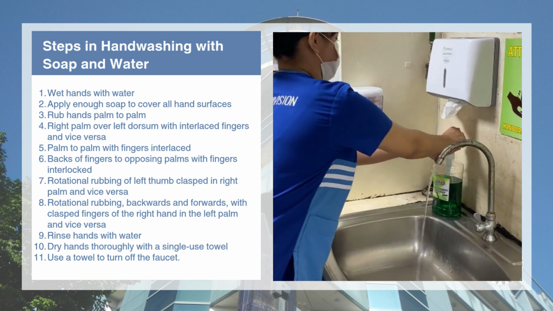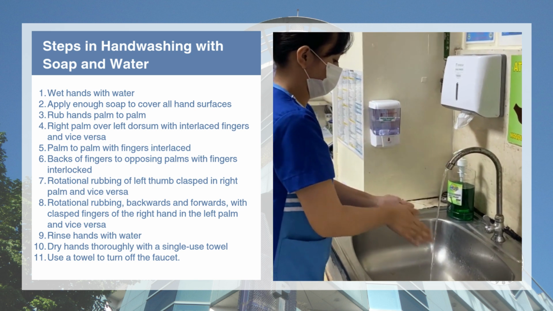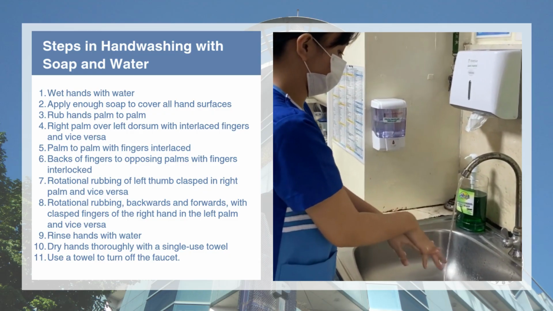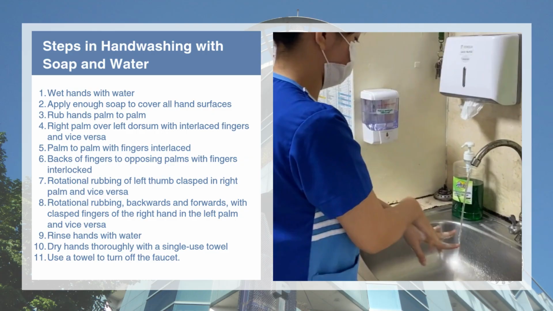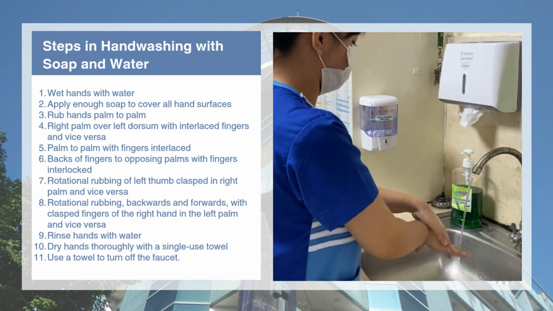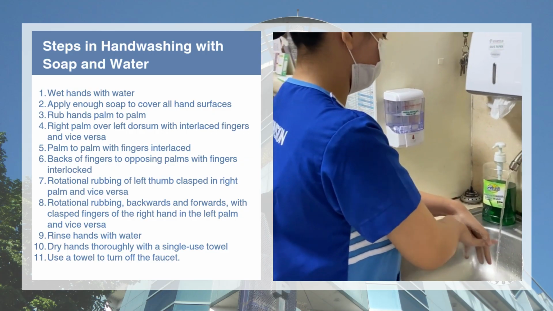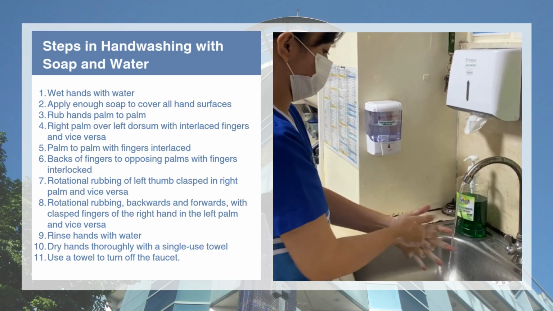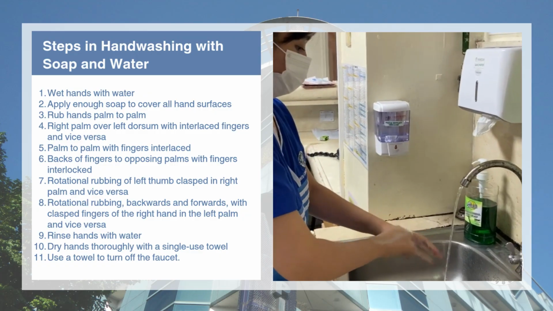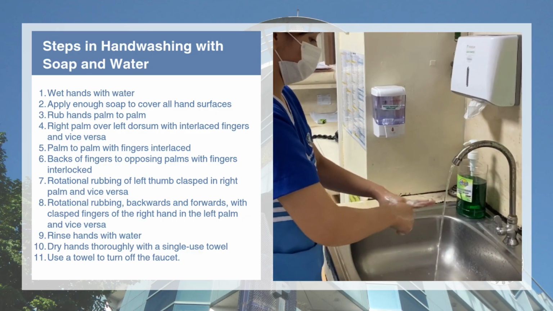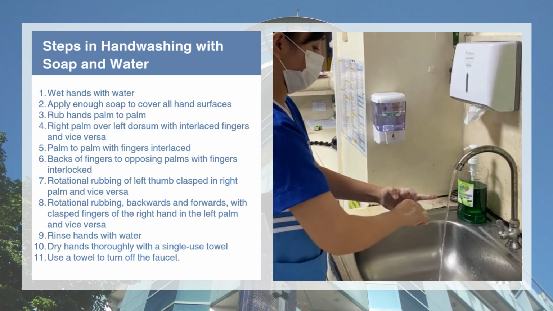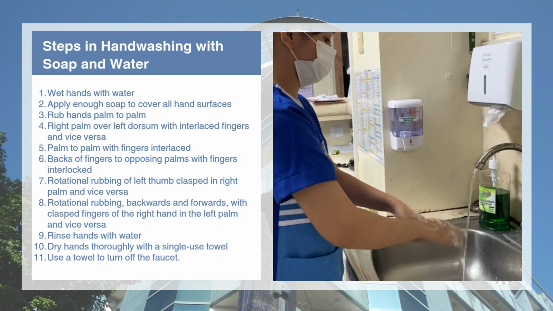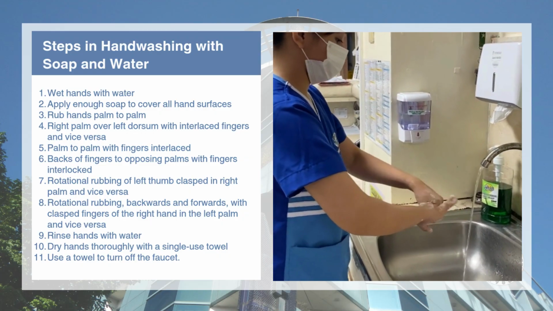Apply enough soap to cover all hand surfaces. Rub hands palm to palm. Right palm over left dorsum with interlaced fingers and vice versa. Palm to palm with fingers interlaced. Backs of fingers to opposing palms with fingers interlocked. Rotational rubbing of left thumb clasped in right palm and vice versa. Rotational rubbing, backwards and forwards with clasped fingers of the right hand in the left palm and vice versa.